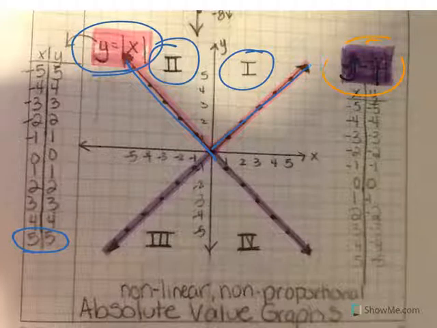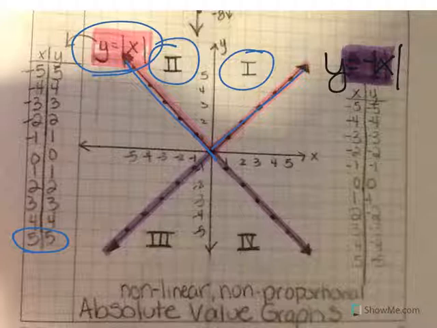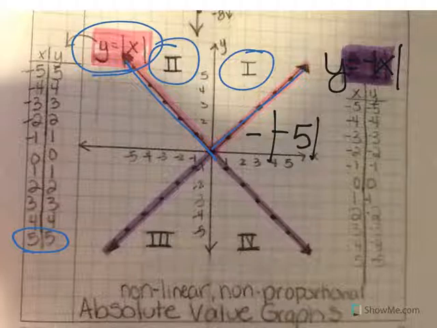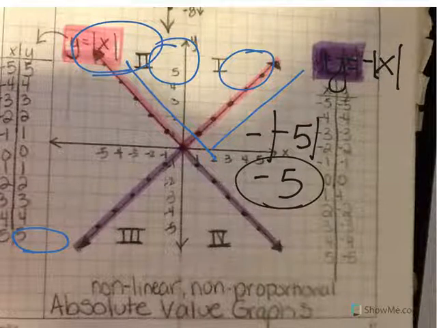It's hard to read. Let's see if I can fix it here. We have y equals the negative absolute value of x. So what happens is you put negative 5 in, so you get the negative absolute value of negative 5. The absolute value of negative 5 is 5, but the negative on the outside stays, so the value is then negative.